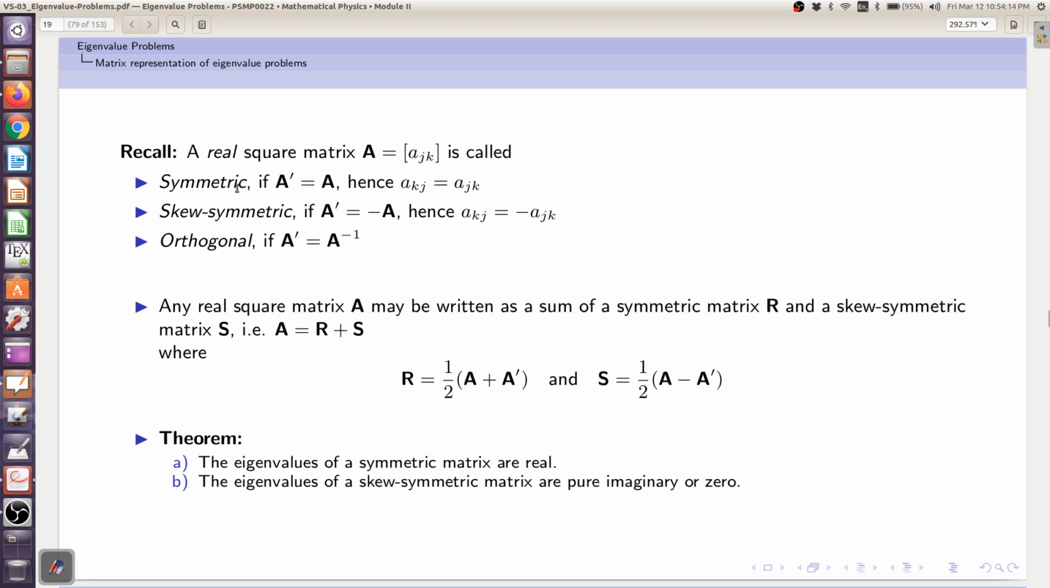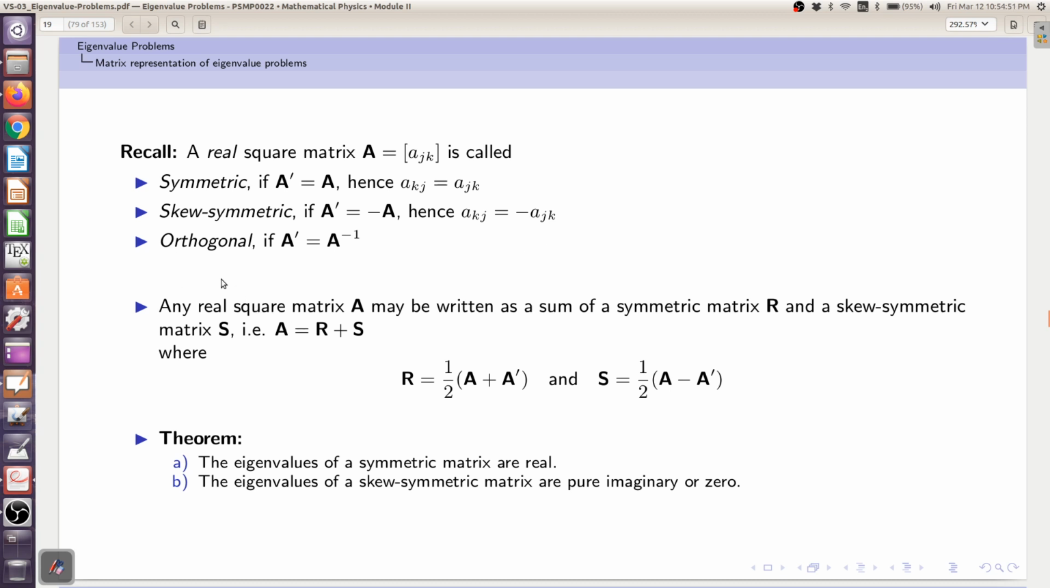Just to recap, a real square matrix A is called symmetric if its transpose is equal to the matrix itself. That is, if you take the individual elements of the matrix and swap the indices, the values of the elements remain the same. Again, a real square matrix is said to be skew symmetric if the transpose is equal to the negative of the matrix itself. That is, if you swap the indices, the element is equal to minus the element with the indices the other way around.